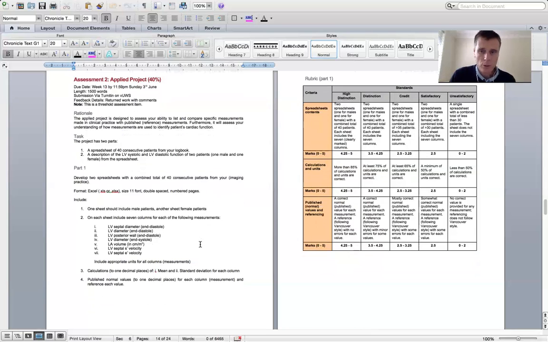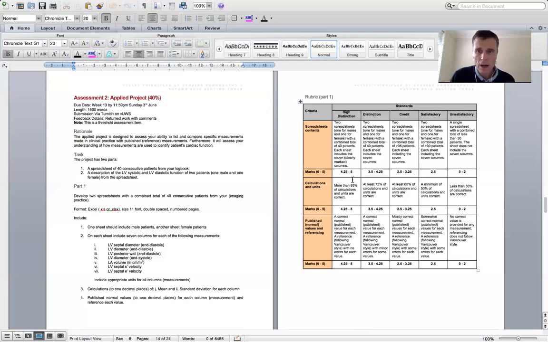That's the first part of the project, part 1, and it will be marked according to this criteria over here. So, as I was saying, we want 2 spreadsheets with males and females. And if the spreadsheet is clearly marked with 7 columns and all parameters included to 1 decimal place, you can anticipate that you'll get a good mark.